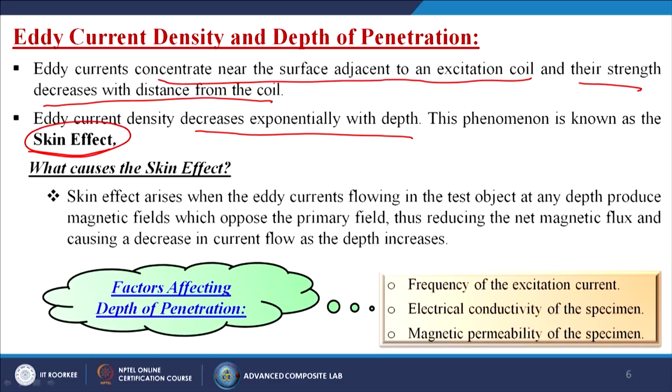What causes the skin effect? Skin effect arises when the eddy currents flowing in the test object at any depth produce magnetic fields which oppose the primary field, thus reducing the net magnetic flux and causing a decrease in current flow as the depth increases. Factors affecting the depth of penetration: frequency of the excitation current, electrical conductivity of the specimen, and magnetic permeability of the specimen.